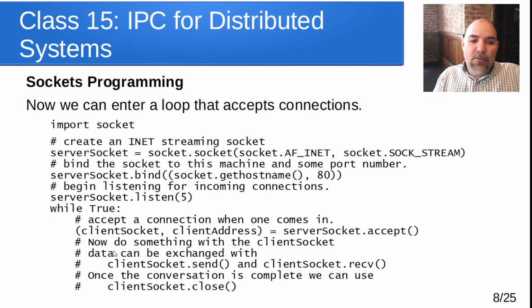So after that, we want to do something with that. So we could send data or receive data. So just like with a pipe, we have send and receive. We could receive a request, send a response, or they connect and we just send them data and they send something back to us. And once we're done with that conversation on this client socket, we would close it.